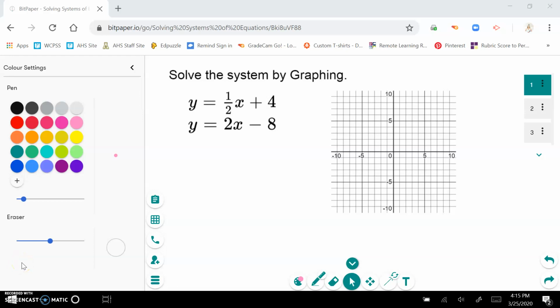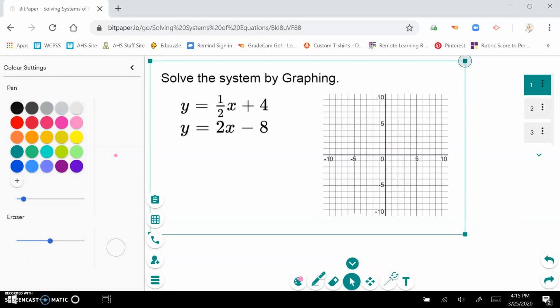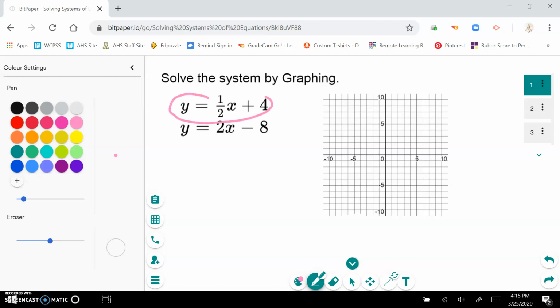Guys, this video is going to be all about solving systems by graphing. This should be a review from what we did before. This first example says solve the system by graphing. We're going to notice that this first equation is in what we call slope-intercept form, so it's in that y equals mx plus b form.